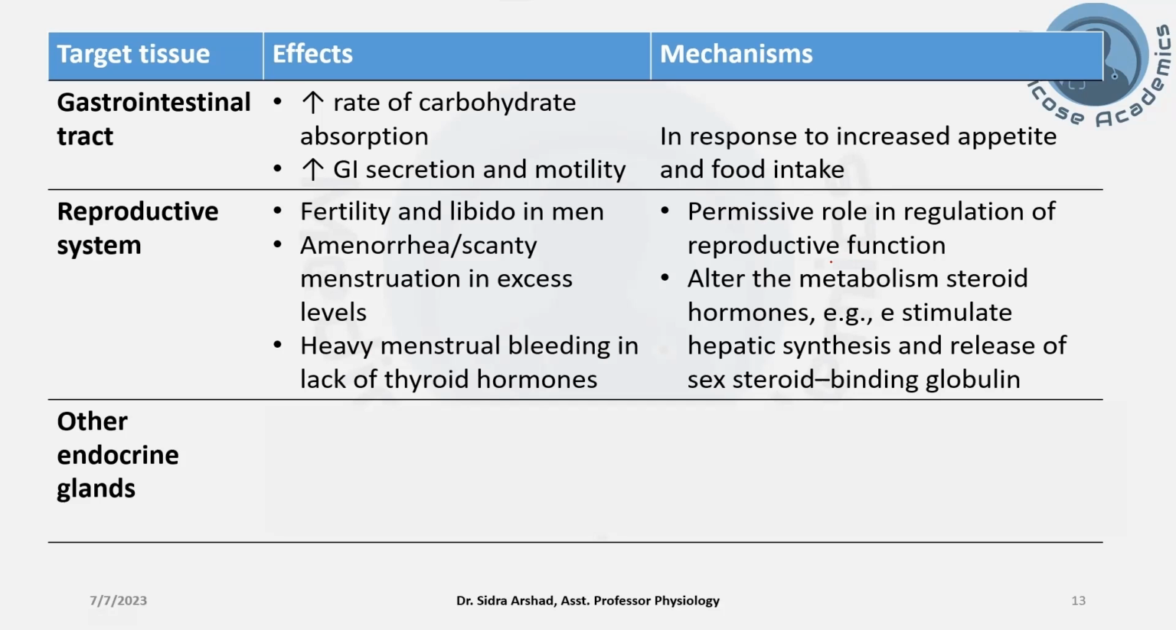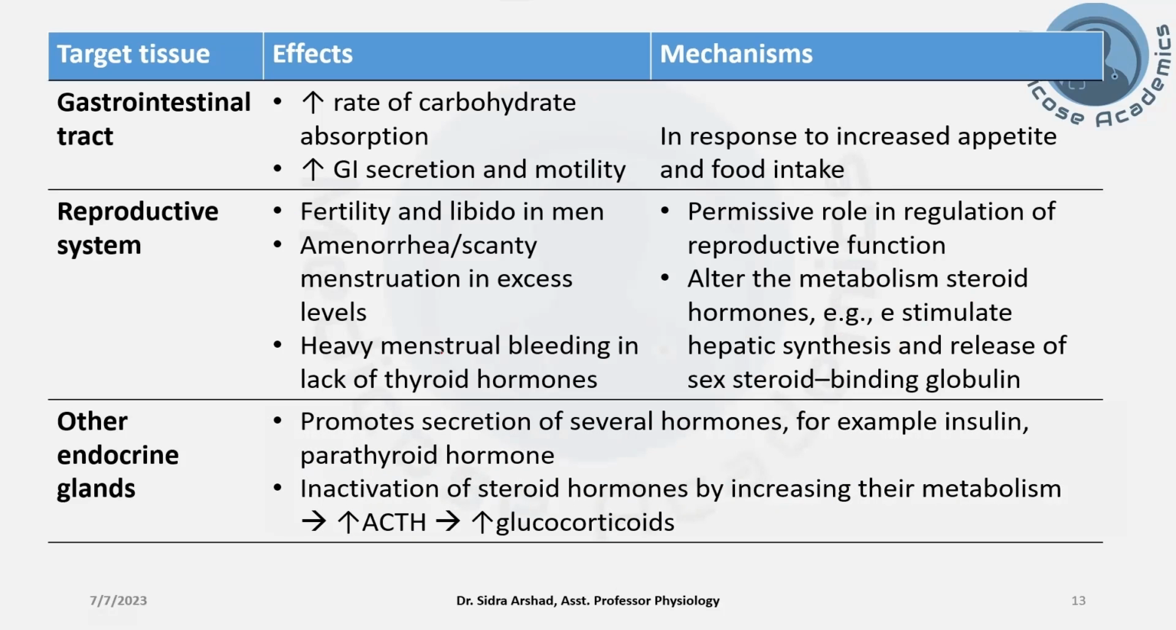How do they bring about these effects? They actually alter the metabolism of steroid hormones. That is, they stimulate hepatic synthesis and release of sex steroid binding globulin. This is one of their effects, that they increase the synthesis of sex steroid binding globulin, which sequesters these reproductive hormones. So this is one of the possible mechanisms.